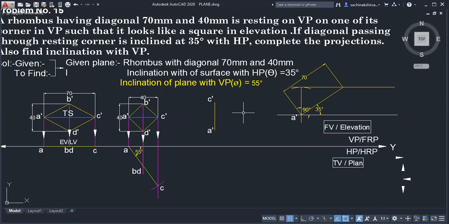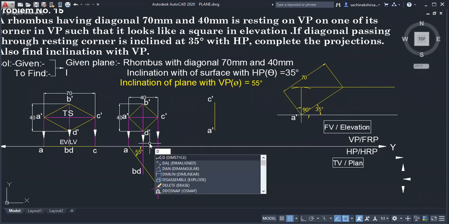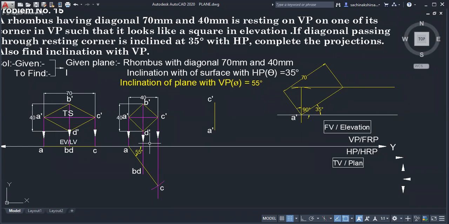How much is it? What is the side of this square? 28. So here you can directly draw 28. I will join this to this, so the square will be rotated like this. B and D, only rotation, nothing else. B dash will come towards the left-hand side and D dash towards the right-hand side.